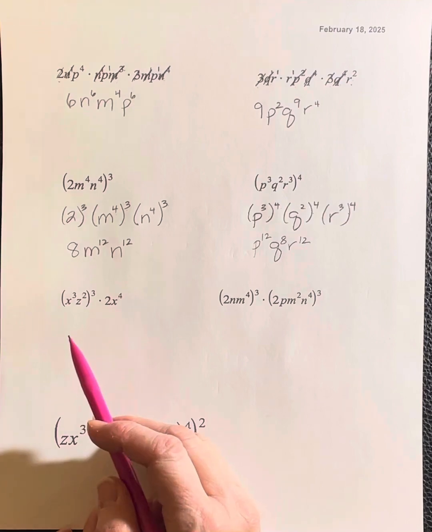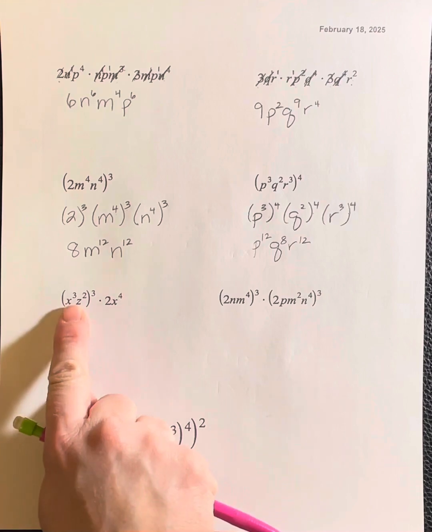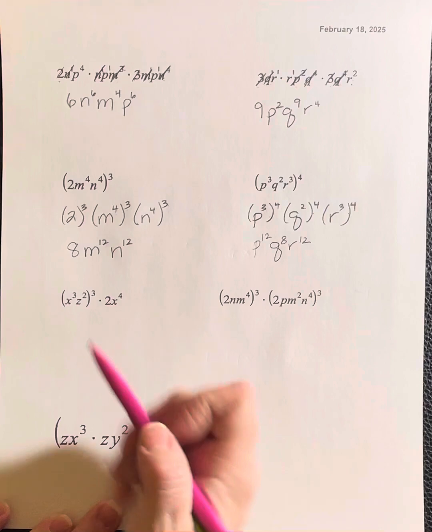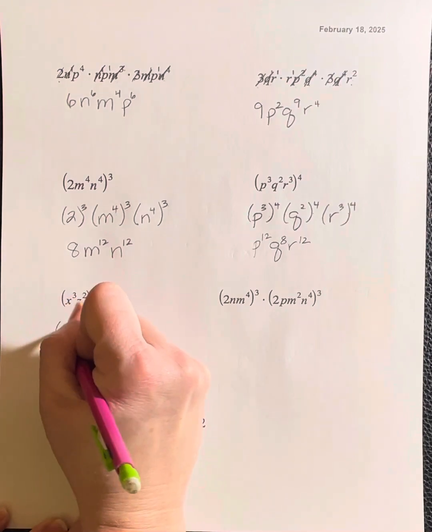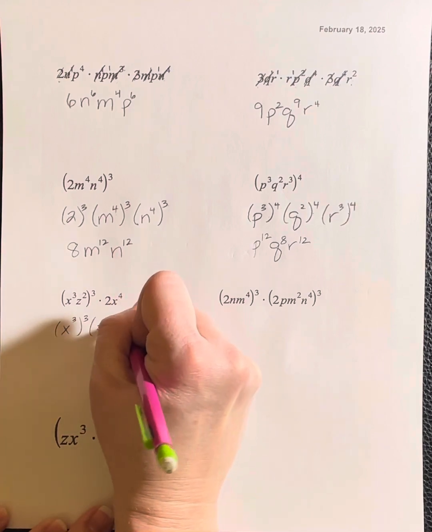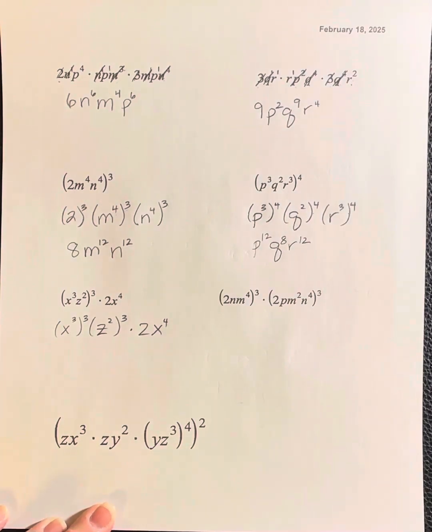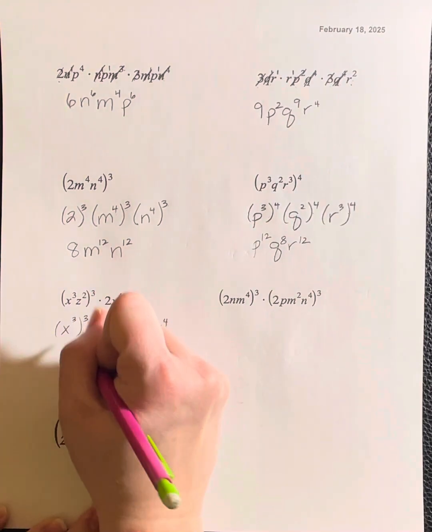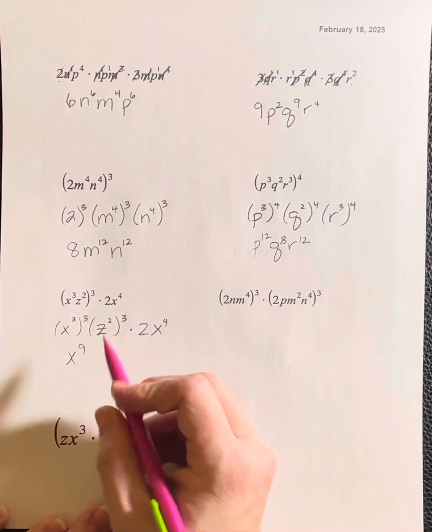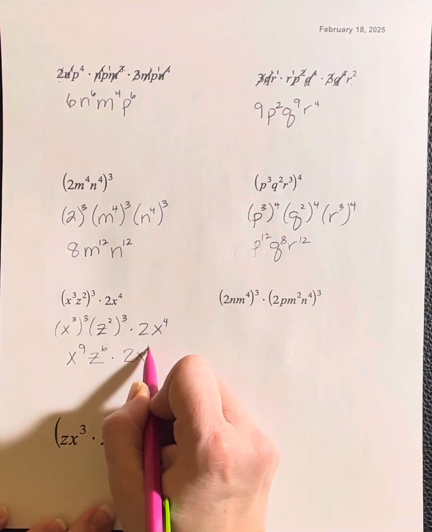Okay. We're going to have both in here. These have to go to the third power. Then I'm going to have some more stuff that I have to multiply. Okay. So x to the third, z squared to the third. I am going to carry that 2x to the 4th down so I don't forget about it. Power to a power, multiply, x to the 9th. Power to a power, multiply, z to the 6th, and then 2x to the 4th.